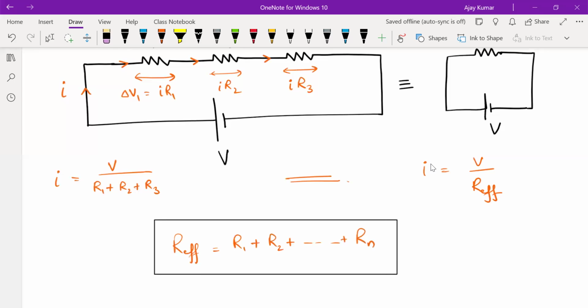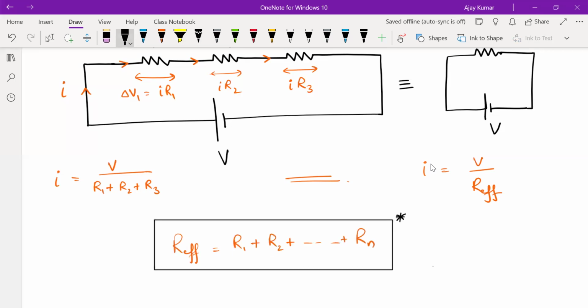In capacitors, when do you see a formula like this? When they are in parallel. When they are in parallel, correct. So this is valid when there are no junctions.